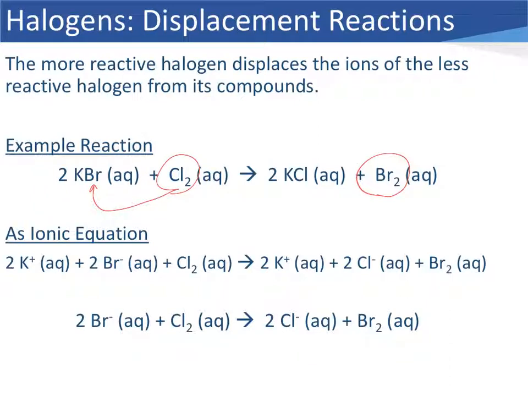And the bromine ends up alone, if you will, or by itself. So as an ionic equation, the potassium exists on both sides. And so we have the bromide and the chlorine reacting and basically switching places, and now we have chloride and bromine.